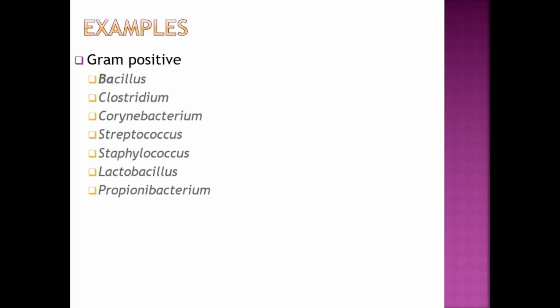Examples of gram positive organisms are Bacillus, Clostridium, Corynebacterium, Streptococcus, Staphylococcus, Lactobacillus, and Propionibacterium. These are some genera belonging to the gram positive organisms.